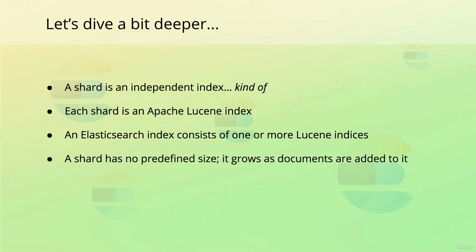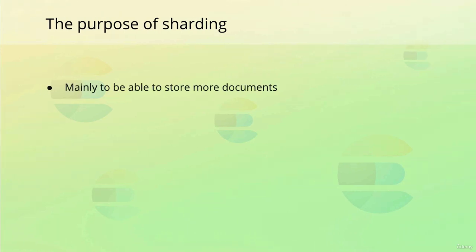While a shard does not have a predefined size in terms of allocated disk space, there is a limit to the number of documents a shard can store, being just over 2 billion documents. As I said a few moments ago, the main reason for sharding an index is to be able to scale its data volume, being the number of documents it can store. By using sharding, you can store billions of documents within a single index, which would usually not be feasible without sharding.